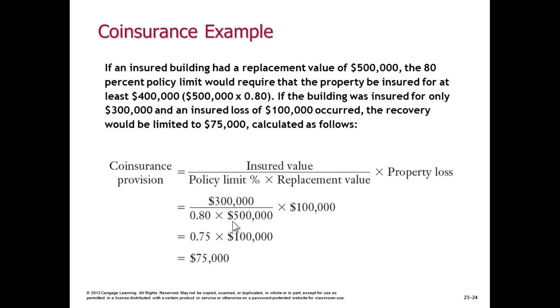And you calculate that with the equation below there. You take the insured value, divide that by the policy limit percentage times the replacement value, and then multiply that times the property loss. And so in this case here, you can see that in a $100,000 loss with $300,000 of insurance, the owner would only be able to recover under that insurance provision $75,000, 3/4 of the loss.